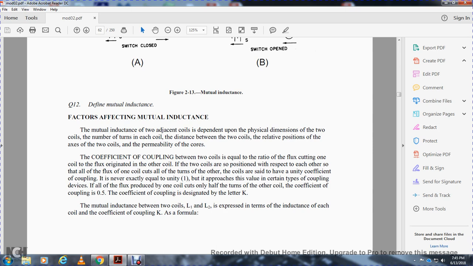If the two coils are positioned with respect to each other so that all the flux of one coil cuts the turns of the other, the coils are said to have a unity coefficient of coupling. It is never exactly unity, but it approaches that value. With a certain type of coupling, flux produced in one coil cuts only half the turns of the other coil. The coefficient of coupling is then 0.5.